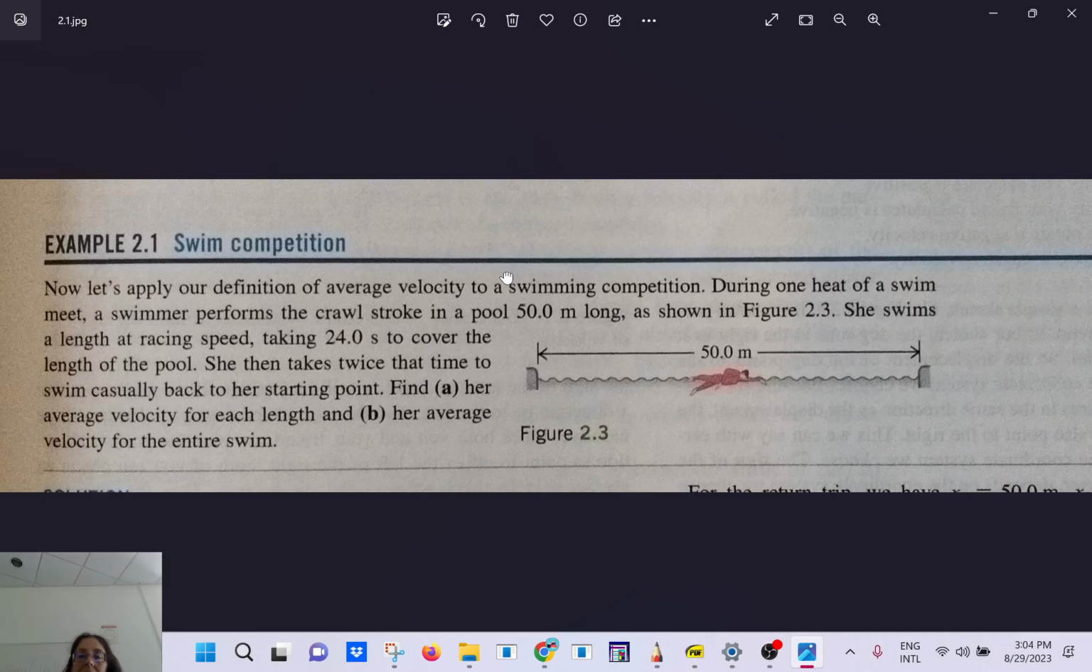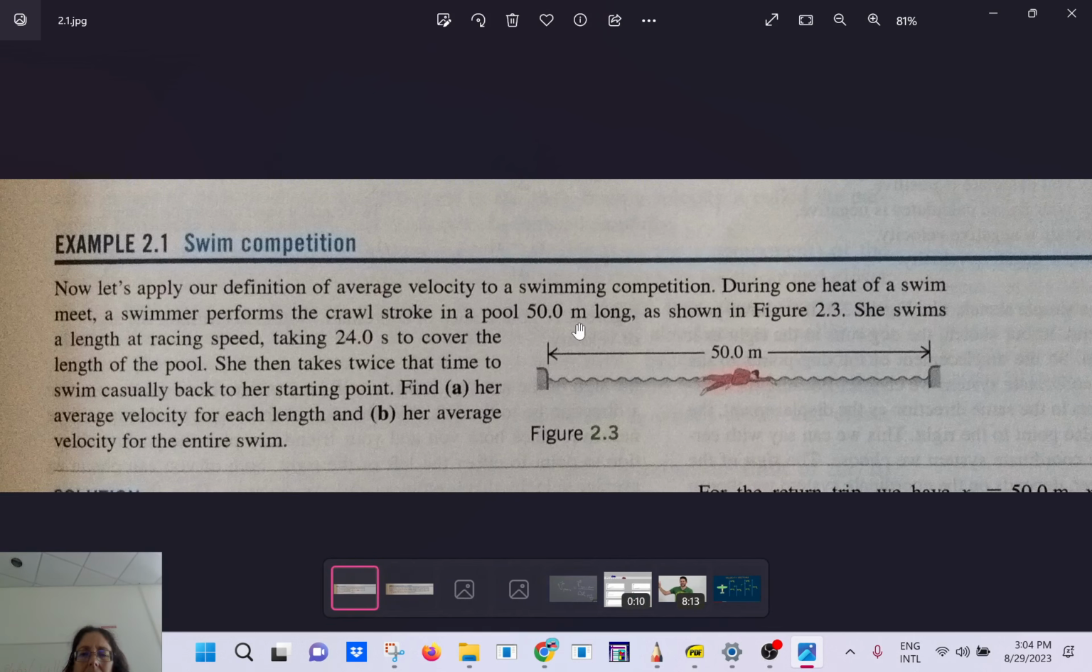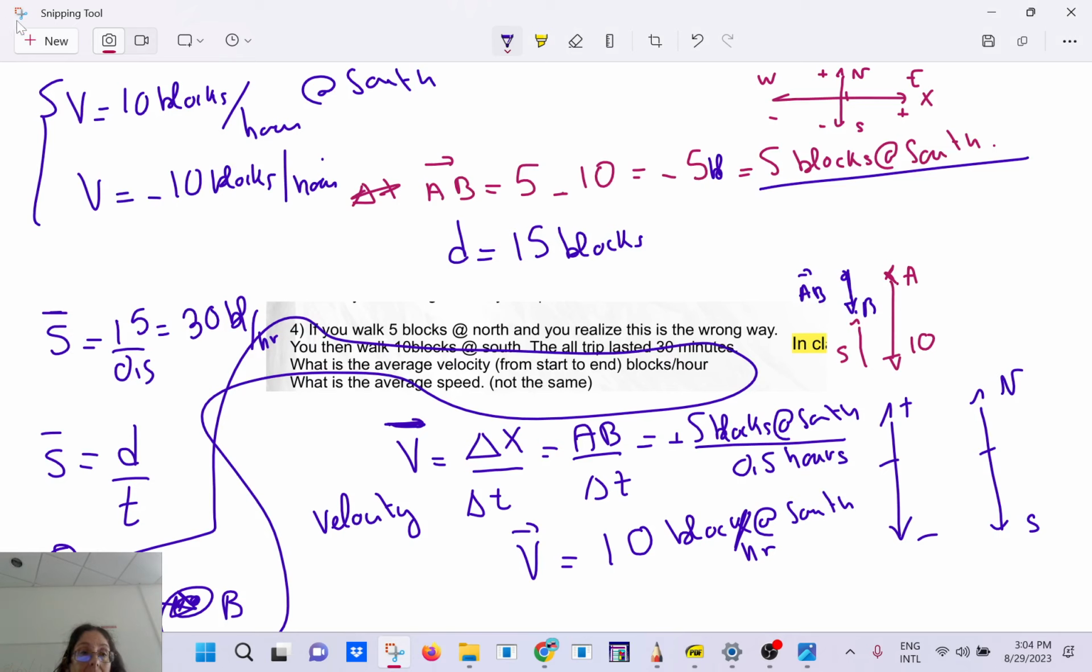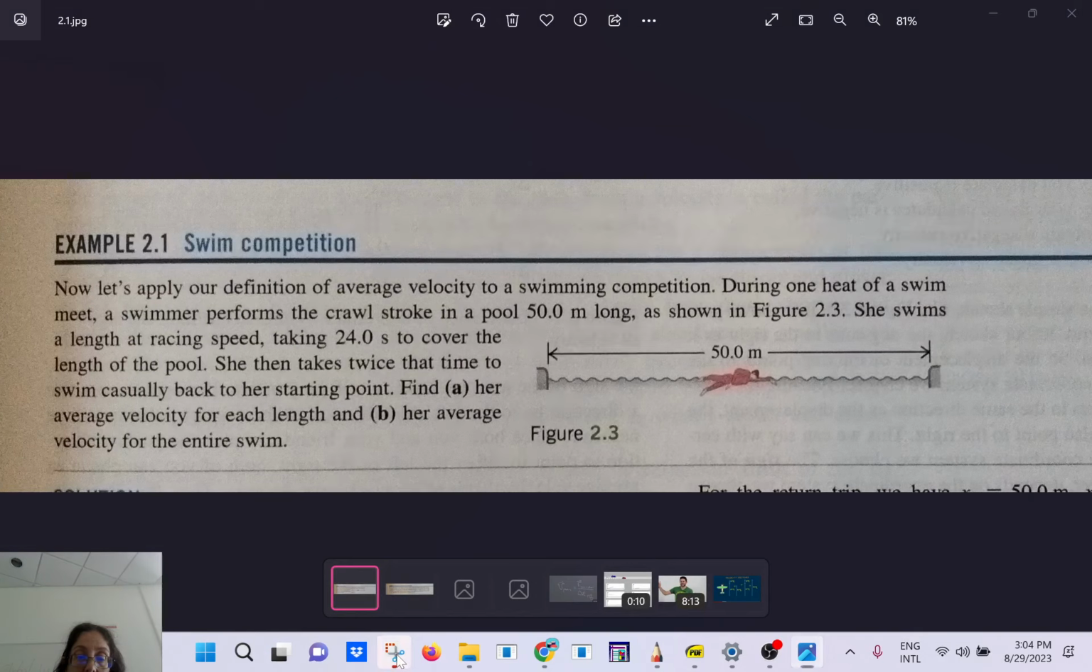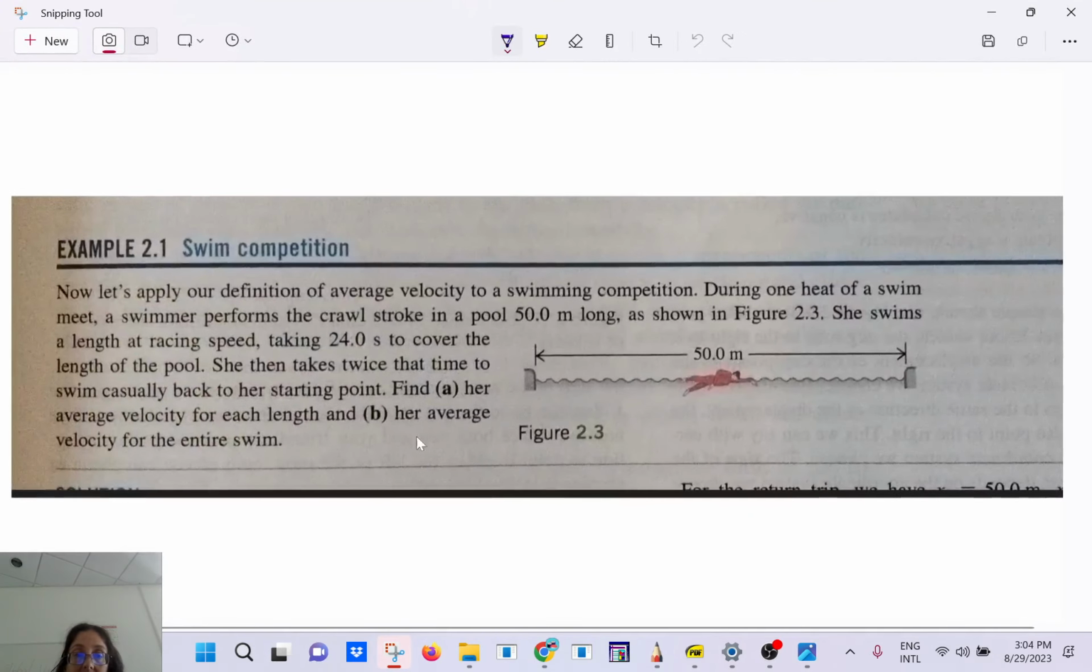Okay, let's try to do this one. So what's her average velocity for each knot? Okay, so you can read. It's from your book. So don't stare, because nothing will pop out. So staring doesn't help. So you go from here.